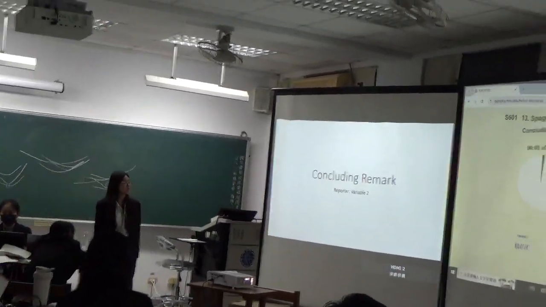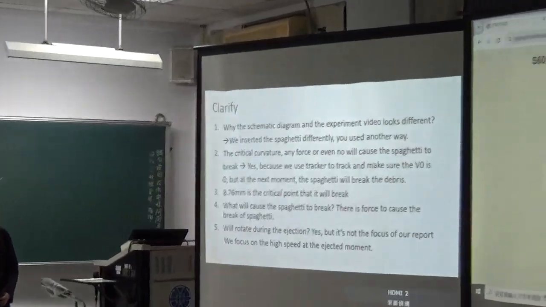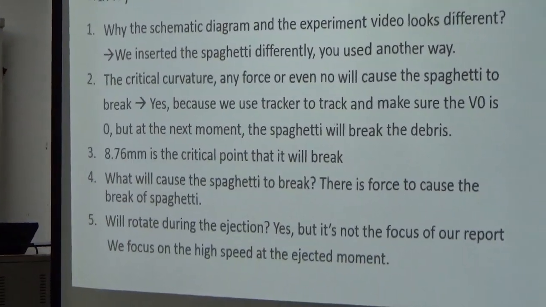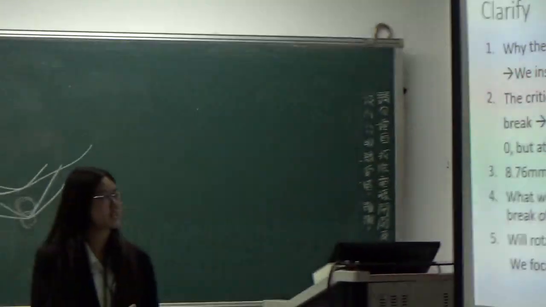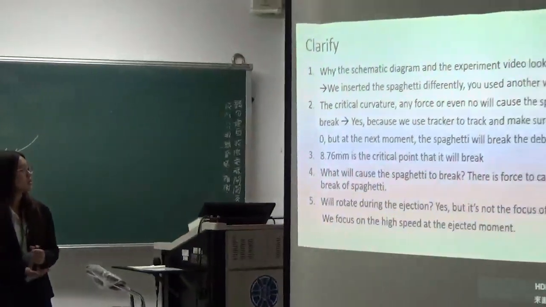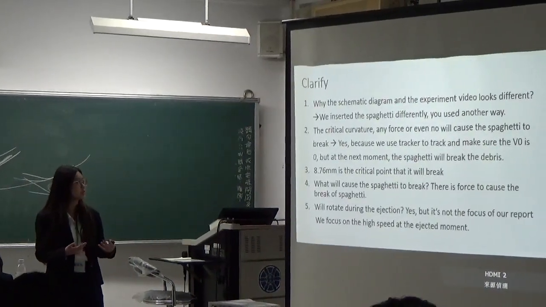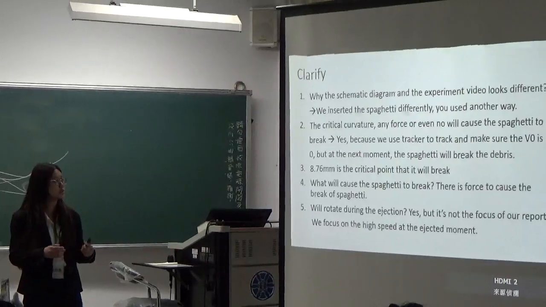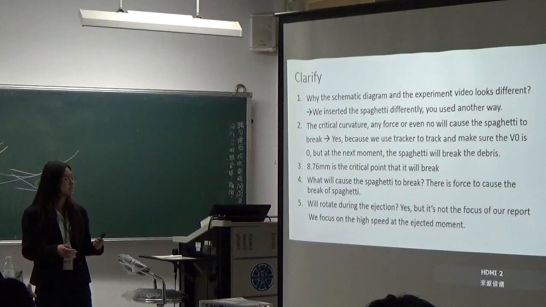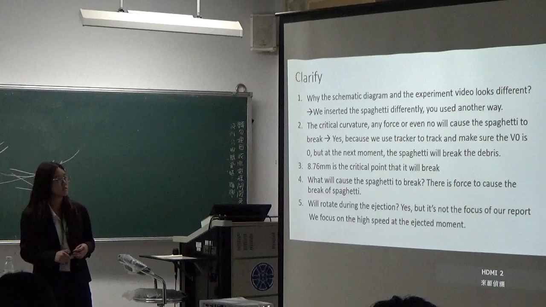And here's the concluding remark. And why do this diagram and the experiment video look different? The answer is we inserted the spaghetti differently, so we used another way. And the second question: at the critical curvature, will any force, or even no force, cause the spaghetti to break? I said yes, because we used a tracker to check and make sure the velocity is zero, and at the next moment the spaghetti will break into pieces.